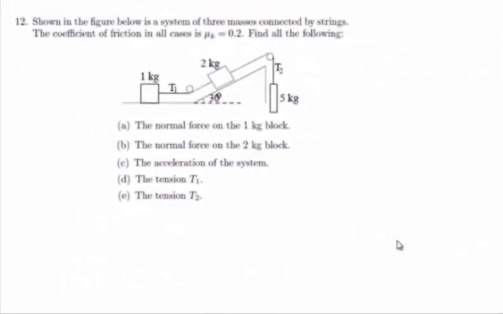Problem 12. Problem 12 is an interesting problem because it has multiple objects, friction, and also involves an inclined plane. The first thing you need to do in any given problem is decide what kind of methods you're going to use to solve it: kinematics, force, energy, momentum, etc.